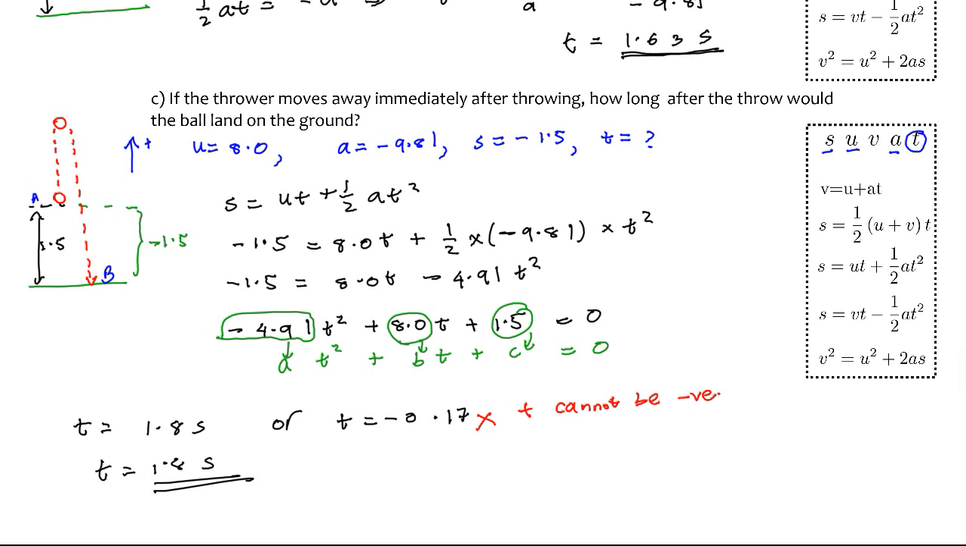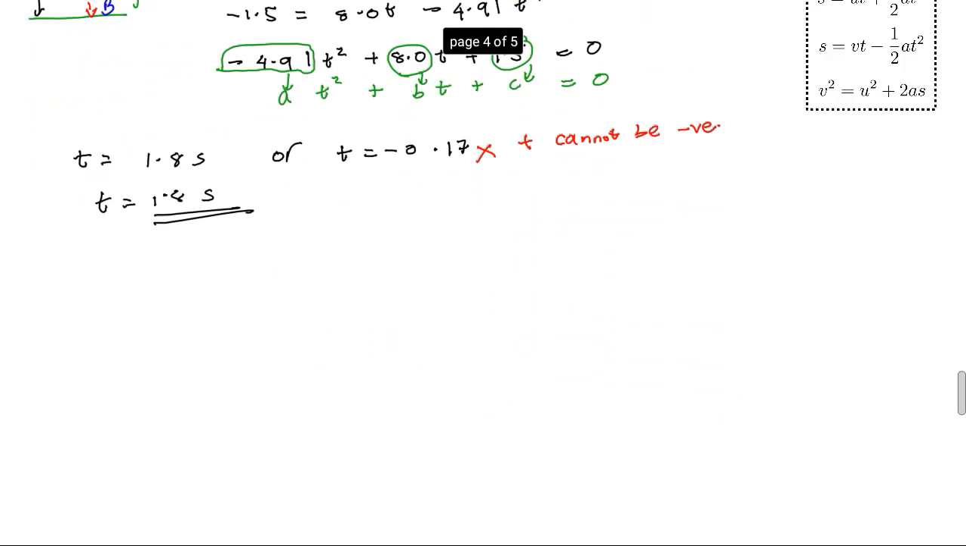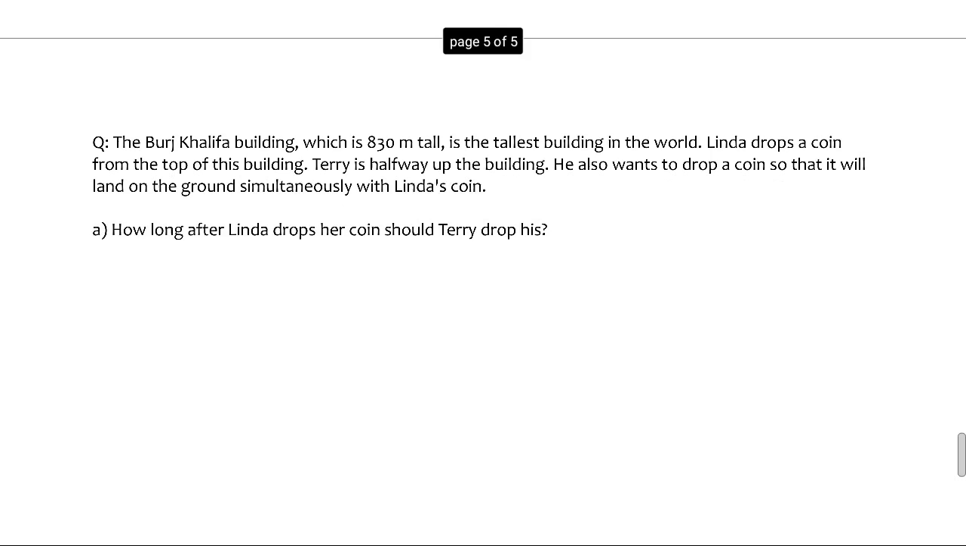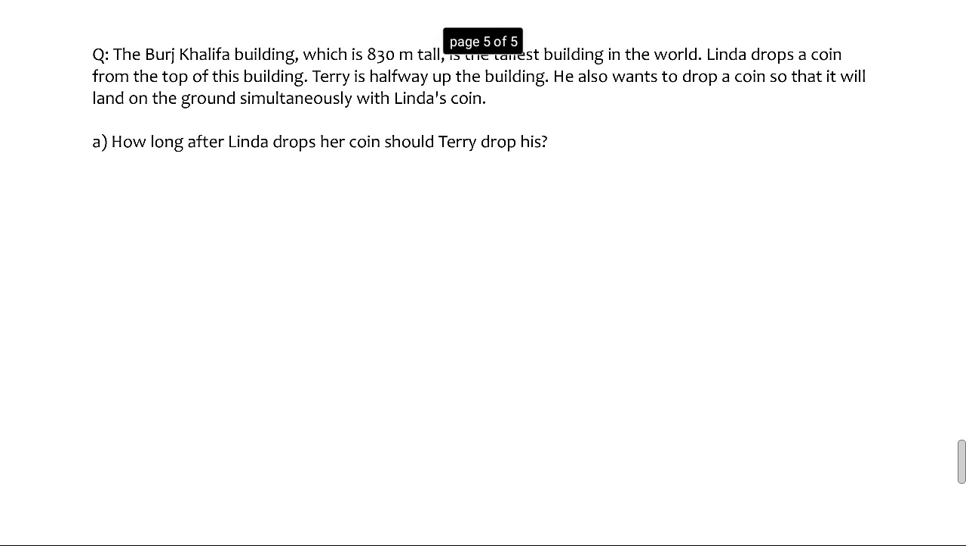So notice that earlier it took 1.63 seconds if the bowler caught it, if the person who threw caught the ball, and now it takes 1.8 seconds for it to reach all the way to the ground. Okay, so we'll do one more question. Well, actually one question in two parts. This one is a little bit more complicated than the other ones, but we'll still try to do it as well. And I didn't this time include these equations on the side because I remember the equations, but if you are confused at any point, you can always look back at the equations and you can see why I'm choosing the equation that I'm choosing.